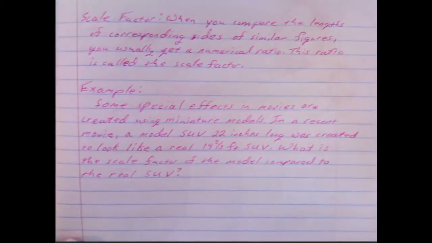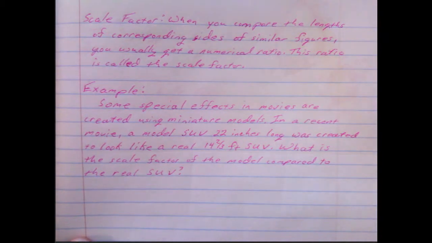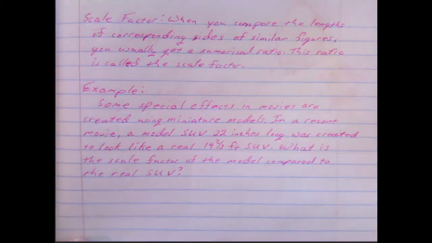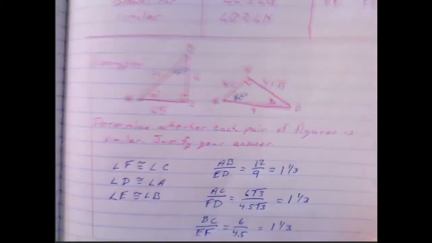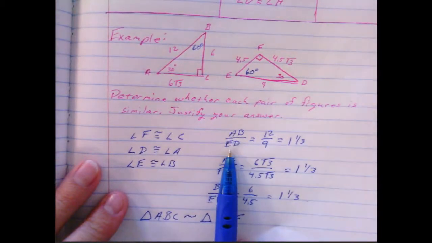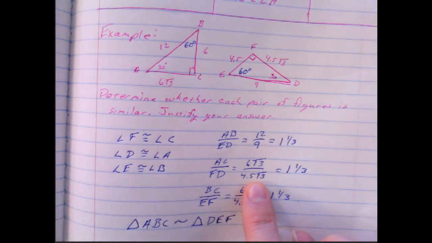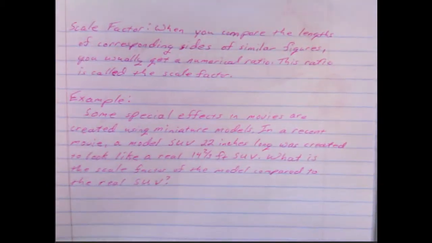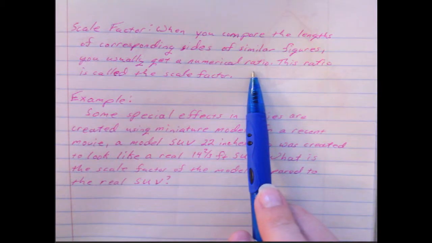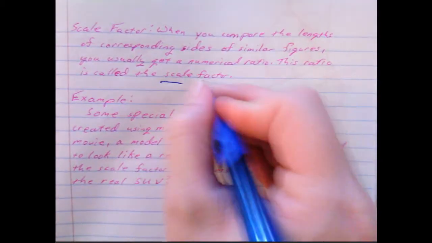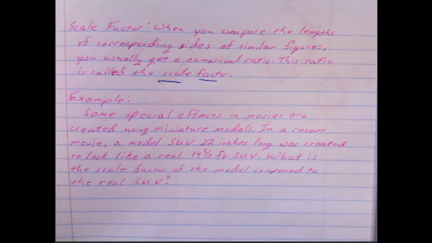The next piece that we have is scale factor. When you compare lengths of corresponding sides of our similar figures, we usually get a ratio. If you remember back at our example, we were comparing those corresponding sides and we got a ratio, 12 over 9, 6 square root of 3 over 4.5 square root of 3. Those are all ratios. So we get a numerical ratio. That ratio, we also call a scale factor. That is the scale factor for those two shapes.